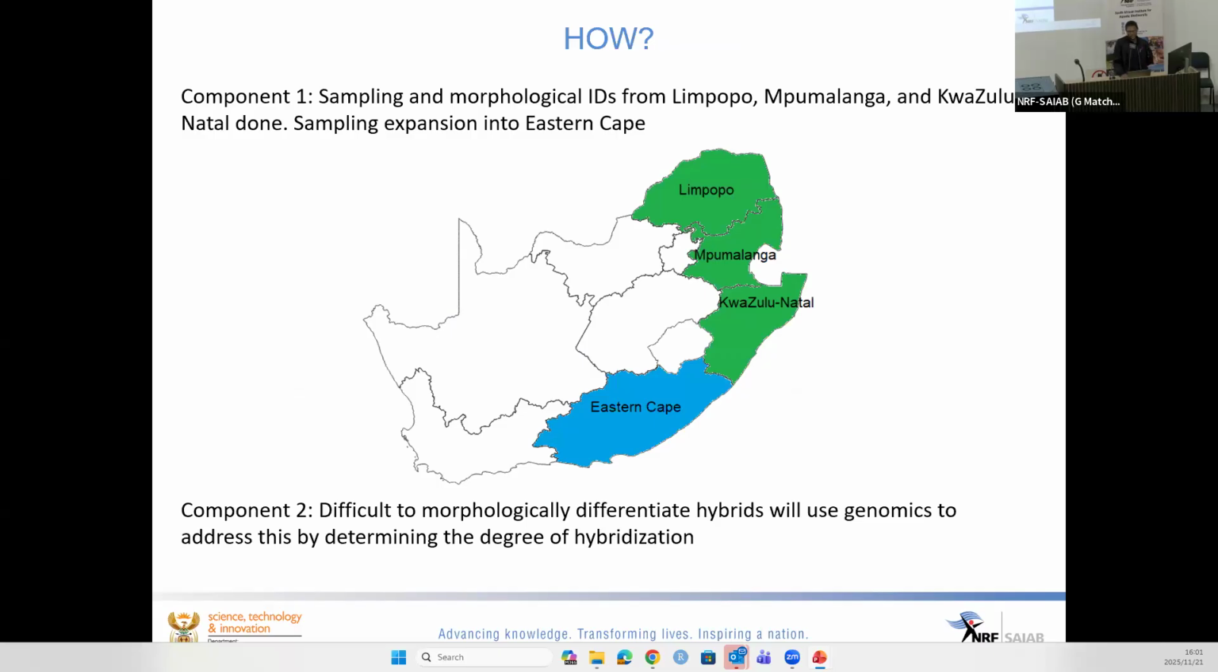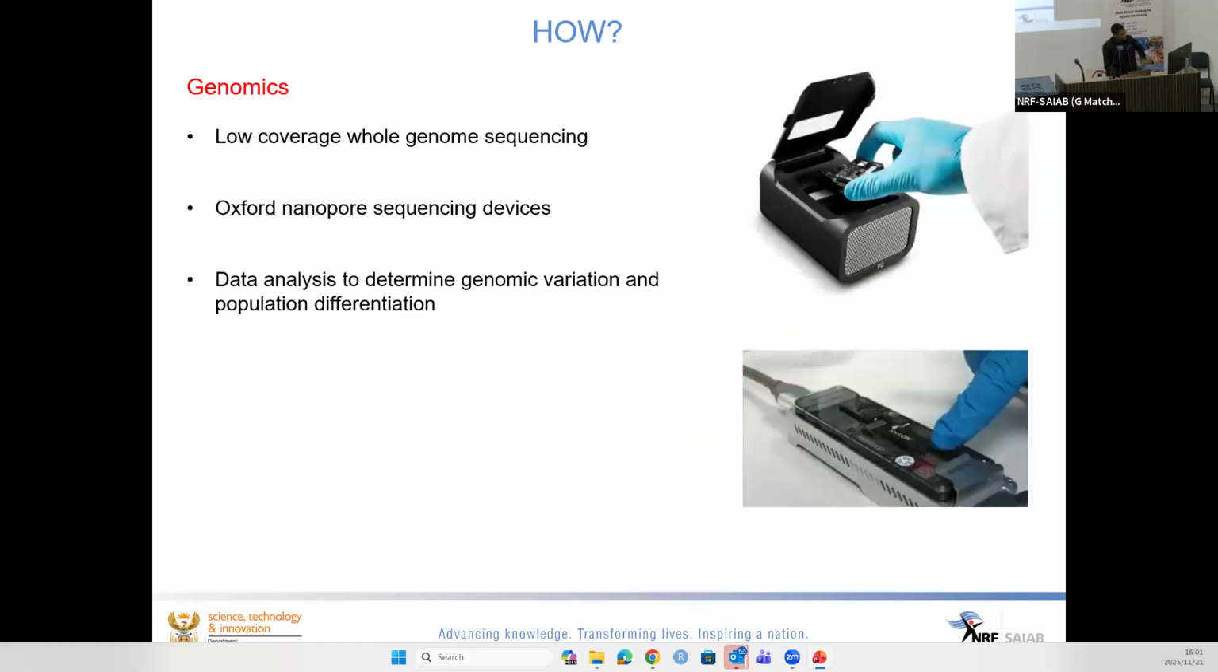But there's difficulty in differentiating hybrids basically using morphology, so we'll be using genomics. In genomics, I'll be using low coverage whole genome sequencing as well as Oxford Nanopore sequencing devices. This will be followed by data analysis to determine genomic variation as well as population differentiation.